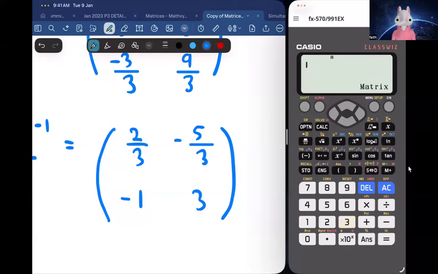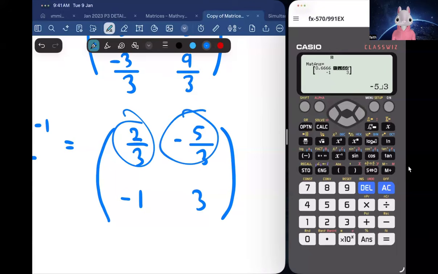Matrix calculation option. So I'm gonna press 3, then minus 1. Bam, watch. So you see 0.666, which is 2 over 3, right? Which is what we got over here. Then minus 1.666, which is minus 5 over 3, which is what we got over here. Then minus 1 here, and 3 over there.